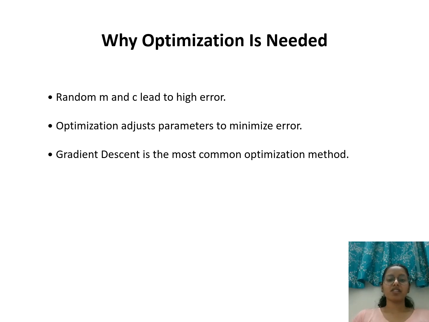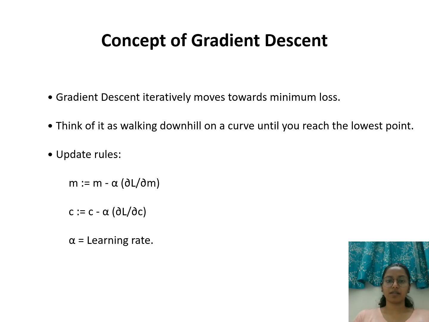Why is optimization needed? Let's say we pick some random values for m and c. The line will probably miss the data completely, meaning our loss will be huge. So we need a method to adjust m and c intelligently, step by step, to reduce that loss. That process, the mathematical way of finding those perfect values, is called optimization. And one of the most popular optimization techniques is gradient descent.